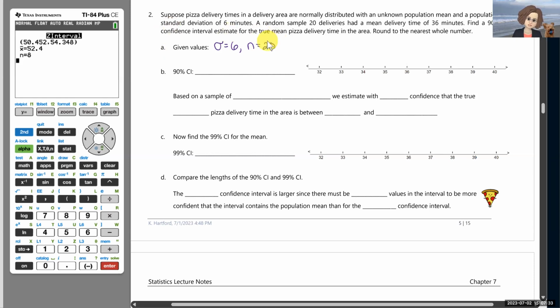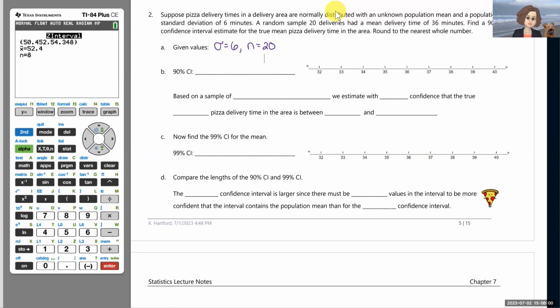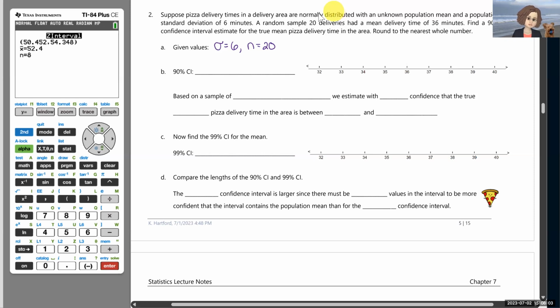And I'm just going to make a note here that they told us that the delivery times were normally distributed. That is required when our sample size is under 30. So we call this a small sample size. And there's this additional requirement to perform our confidence interval, and that is that the distribution is normal. So you're going to see some information that you don't necessarily use directly in your computations, but is necessary to meet conditions of the process.